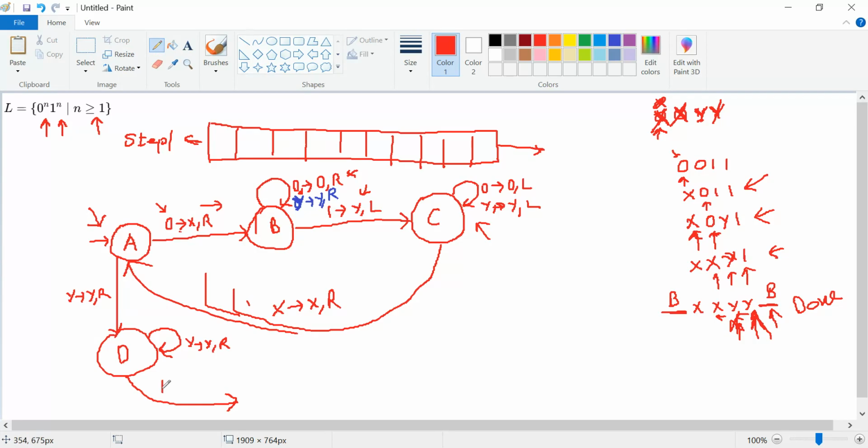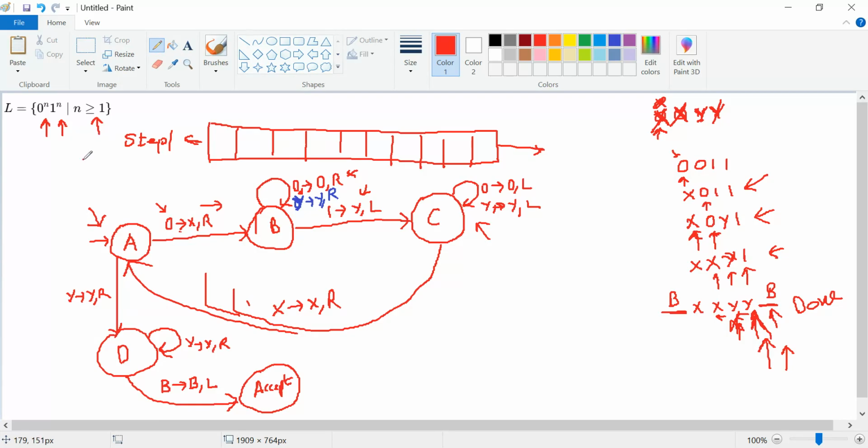So when you see a blank, what do you have to do? You don't have to do anything. You have to leave the blank as it is and move one step left, which means if you are here, you have to just move left at the end of the input, and then you have to accept that string. So this I'll call accept, right? So that's how you can draw a transition diagram for this Turing machine.